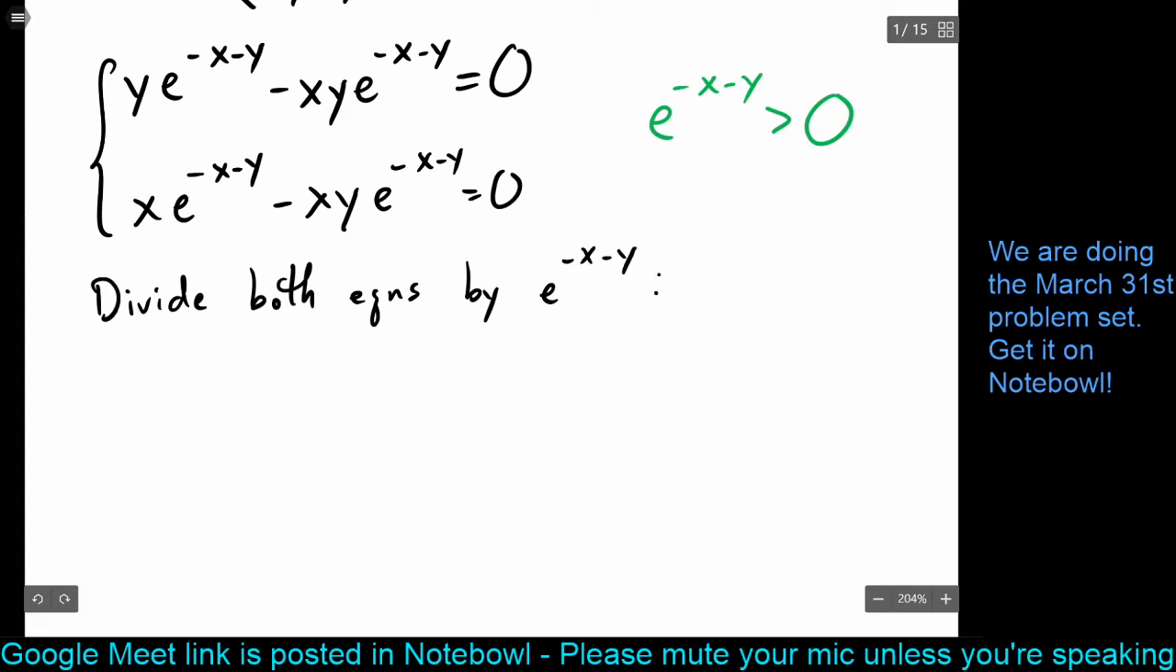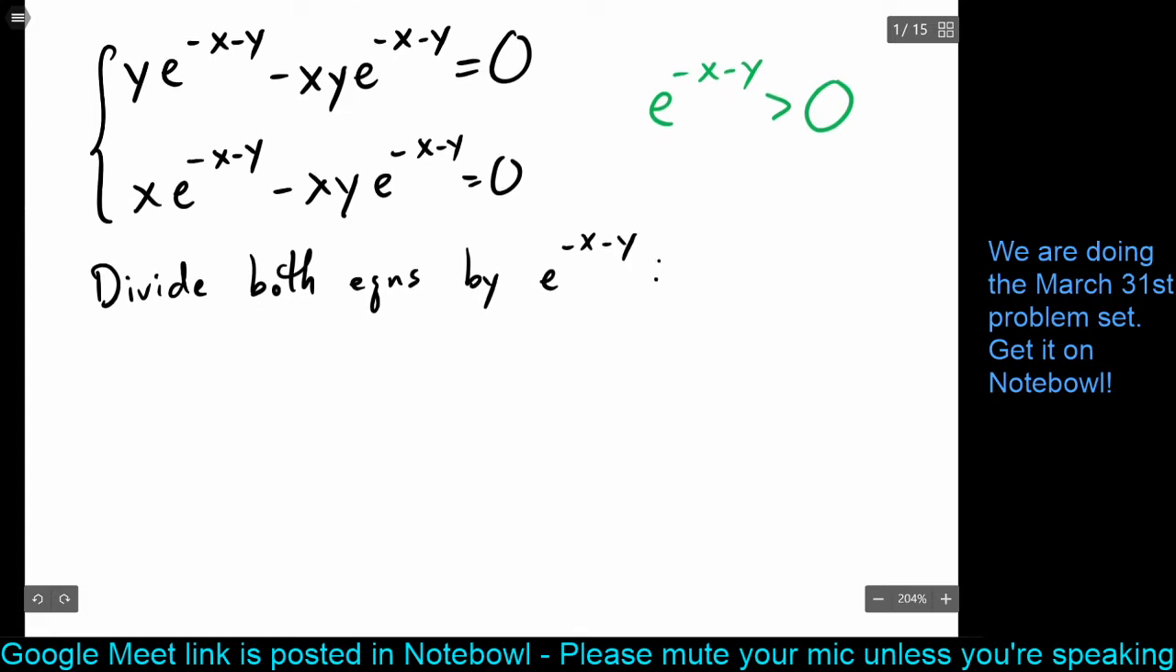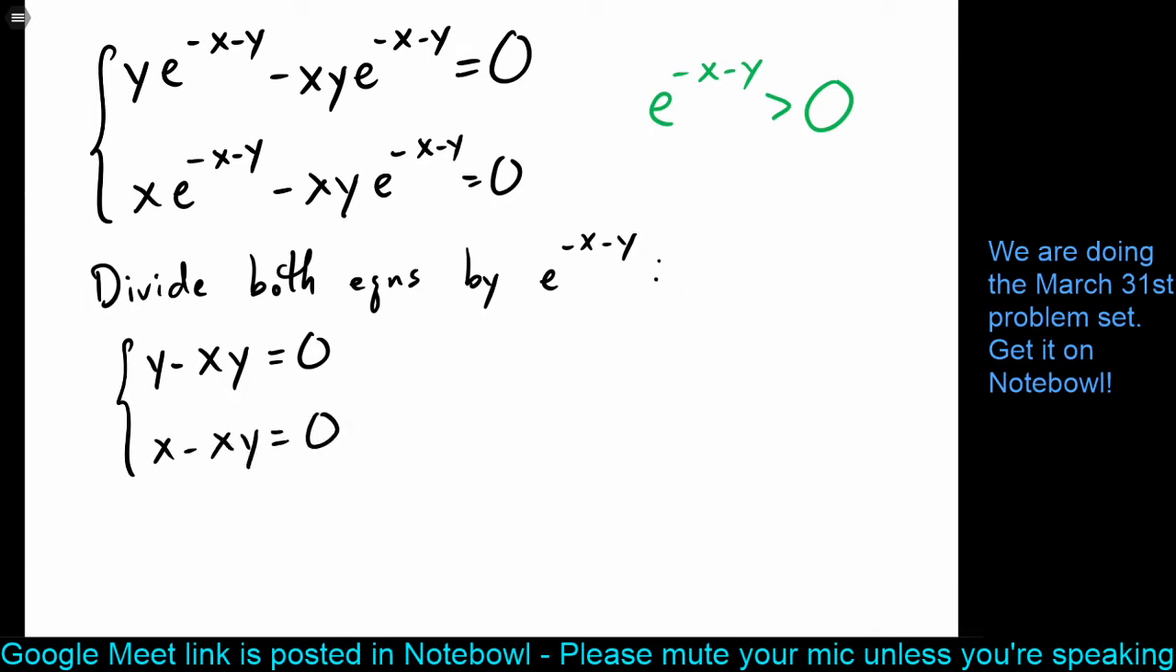The reason we can do that, we always have to worry, when we divide by something, do we ever divide by 0? But again, this function's never equal to 0, so it's perfectly fine to divide by it. And then now our equations turn into this, which is a little bit nicer. So now that we're here, we need to solve both of these equations.